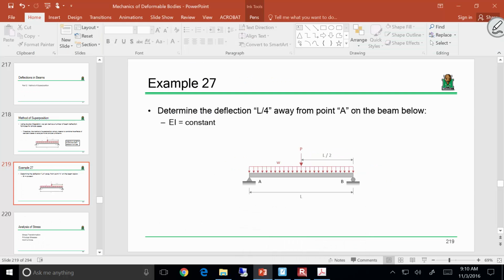I want to determine the deflection in a beam that's L over 4 away from point A. So I want to determine a deflection right here. Does that make sense? So we have a simply supported beam subjected to a uniformly distributed load and then subjected to a point load. Okay? So here's how this works.